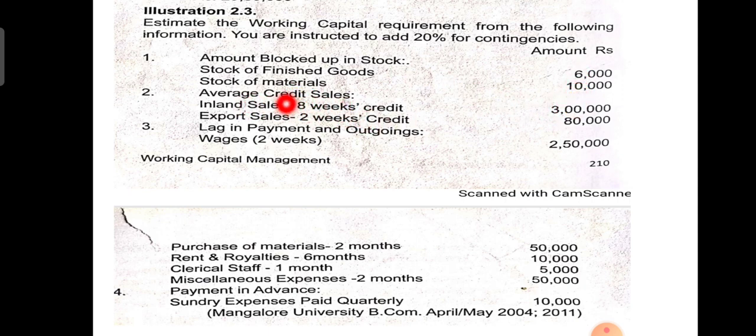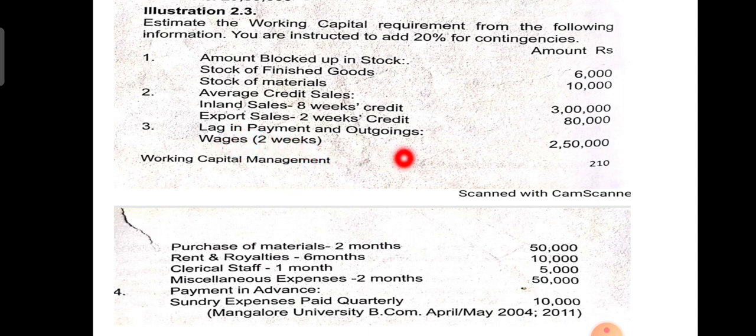Average credit sales: inland sales, credit period allowed is 8 weeks. In a year we are assuming there will be 52 weeks. So 3 lakh into 8 by 52. Export sales, 2 weeks credit. So 80,000 into 2 by 52. That is the amount of sales for the credit period that you need to find.